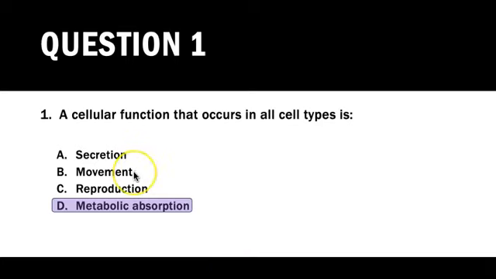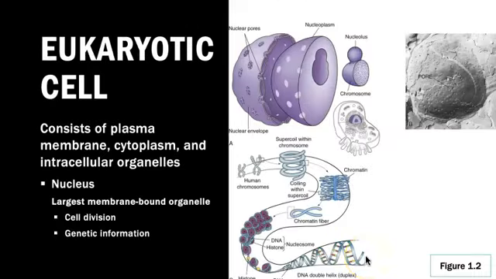We have movement, but we also know that that is not performed by all cells. Muscle cells are primarily the ones that help us do that. And secretion is not done by all cells, but by certain cells like the mucus glands that I mentioned earlier. So next up, we're going to get into all the specifics of the eukaryotic cell.